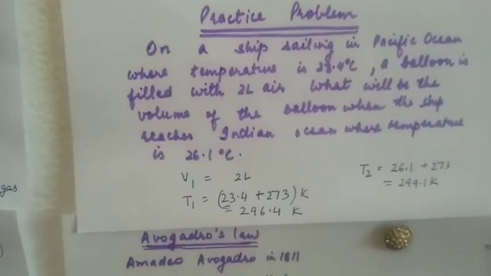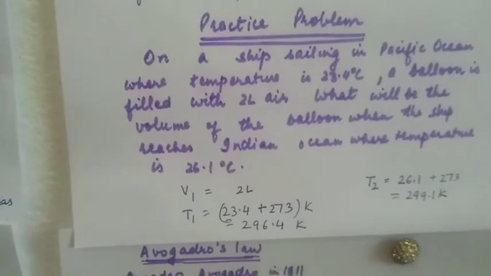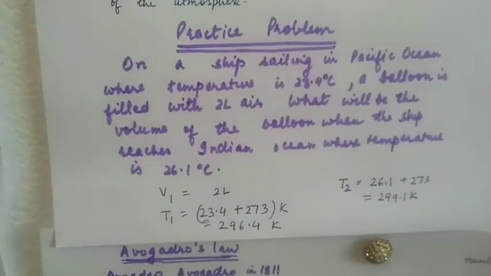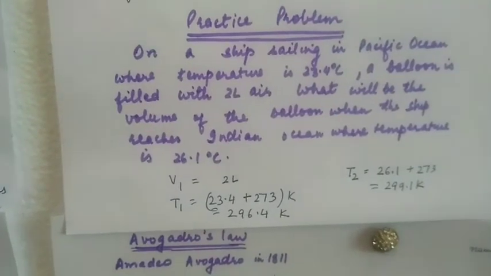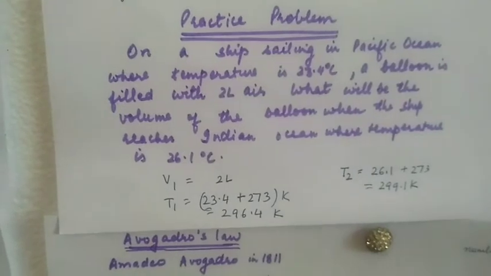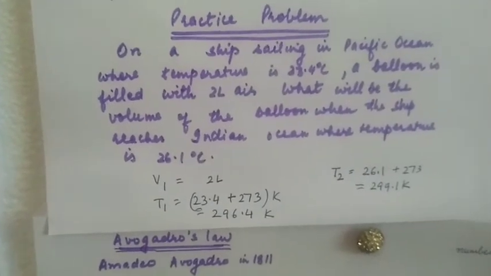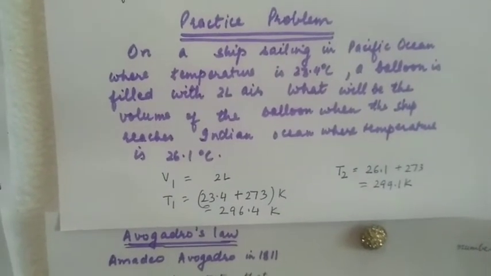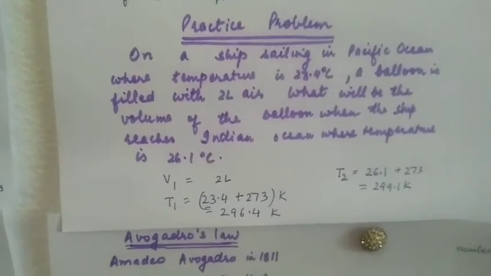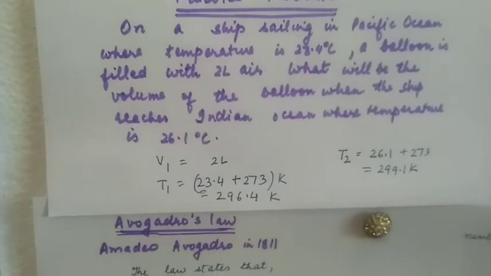प्रैक्टिस प्रॉब्लम बेस्ड ऑन चार्ल्स लॉ. On a ship sailing in Pacific Ocean where temperature is 23.4 degrees Celsius, the balloon is filled with 2 liter air. What will be the volume of balloon when the ship reaches Indian Ocean where temperature is high, 26.1 degree Celsius.